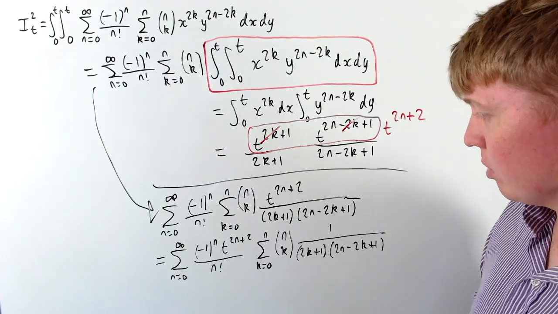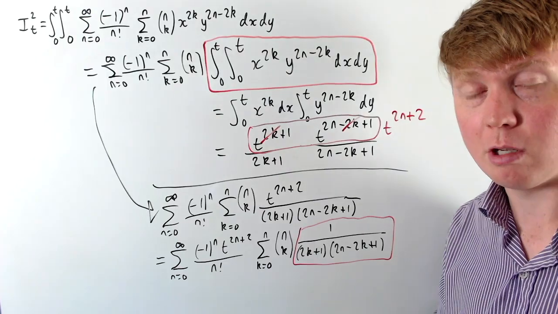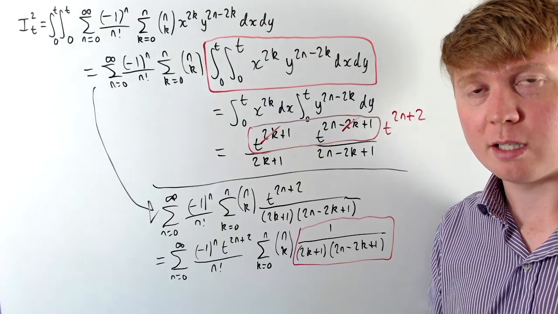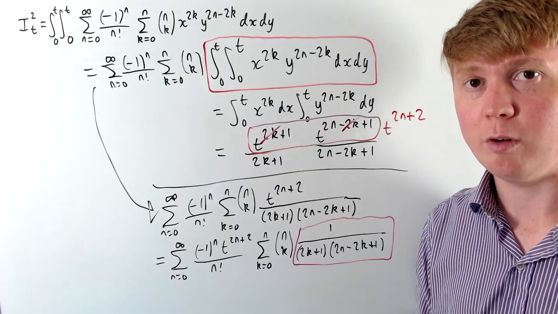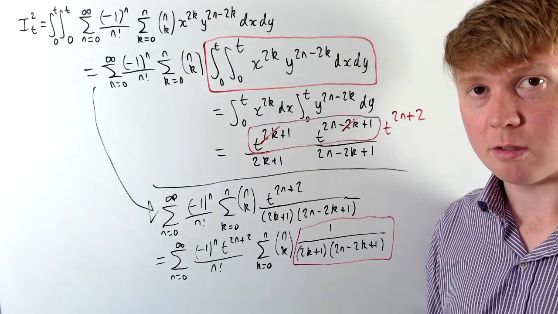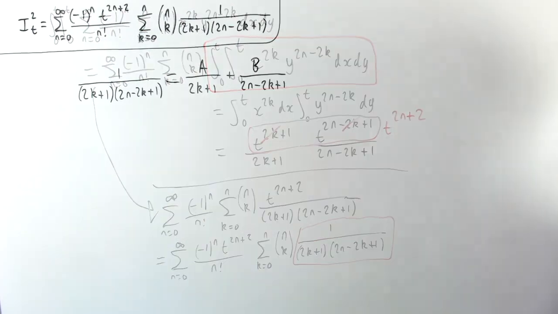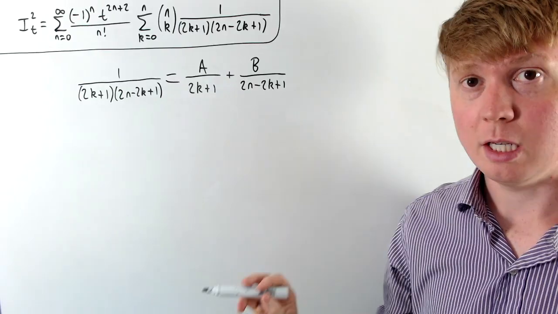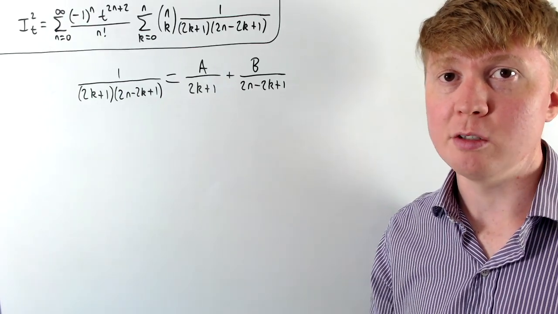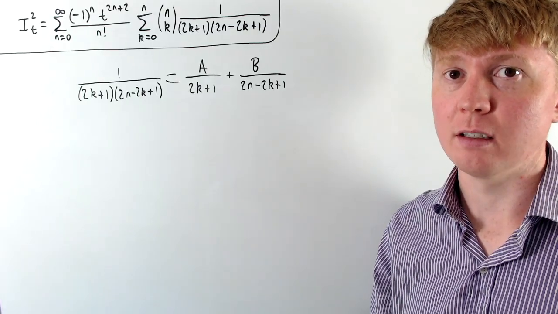So our next step, for this 1 over 2k plus 1 times 2n minus 2k plus 1, is actually expressing this as a sum of two different fractions, writing it in partial fractions form, which will allow us to further evaluate this infinite sum. Here the goal is to get this fraction, instead of being a product, as a sum like this, where we need to find some suitable values of a and b, so that this is actually true for all values of n and k.